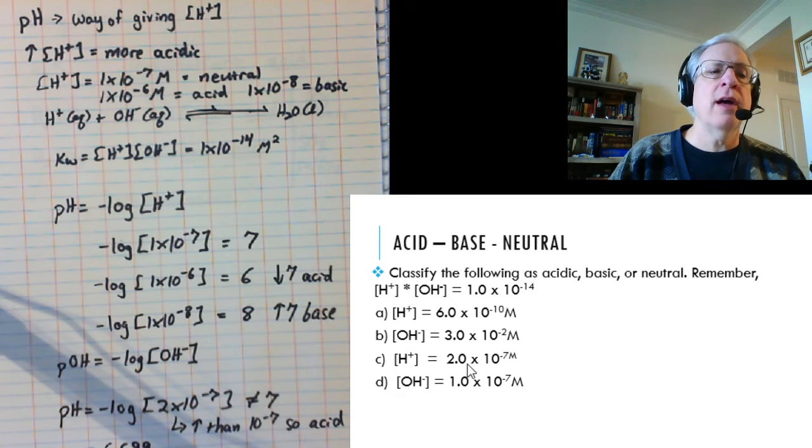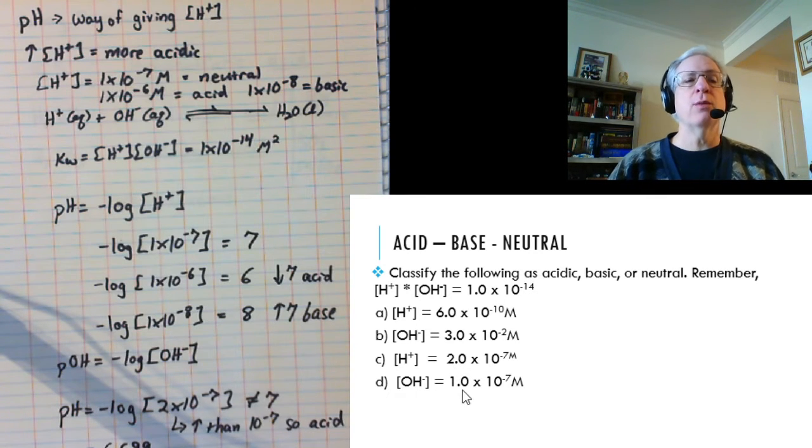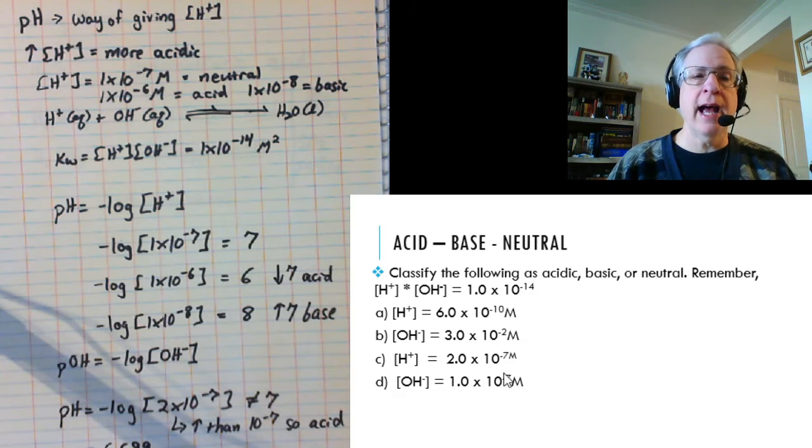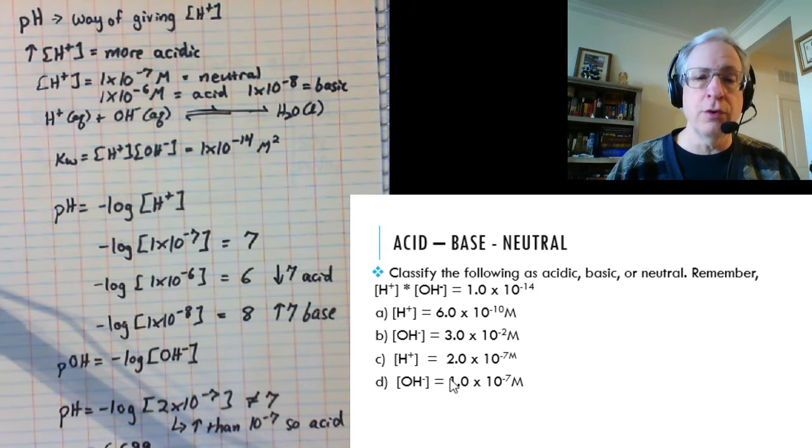Here I have 2 times 10 to the negative 7th. 2 is bigger than 1, so even though this is only slightly acidic, it is still acidic. If hydroxide is 1 times 10 to the negative 7th, so is the acid, and this last one is neutral.